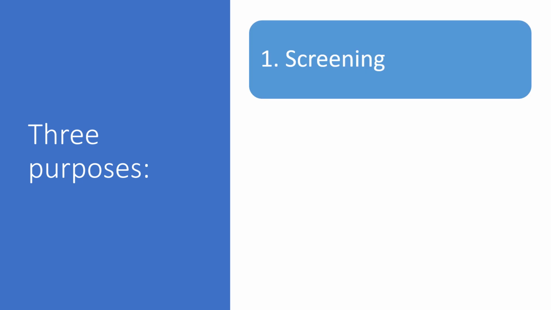The SLS has three main purposes. The first purpose is that it can be used as a universal screening tool. You can gather information from teachers and parents and accurately identify students with language and literacy difficulties that might suggest a further need in Tier 2 or further evaluation.